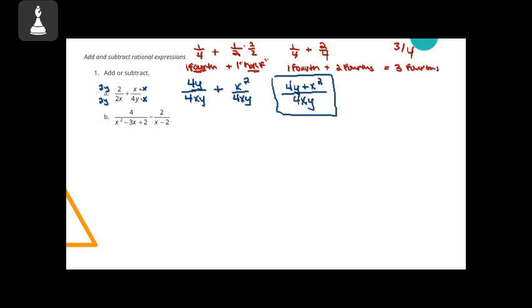Next one. 4 over x squared minus 3x plus 2 minus the fraction 2 over x minus 2.